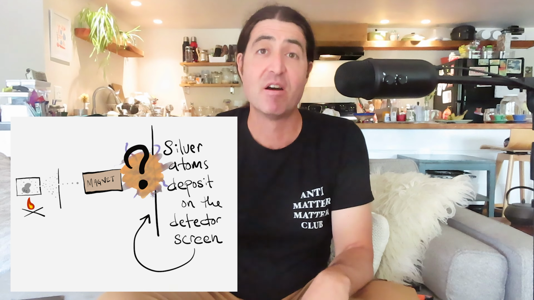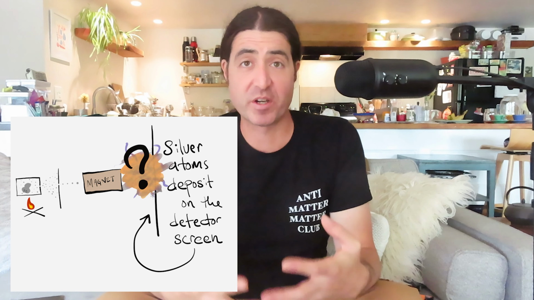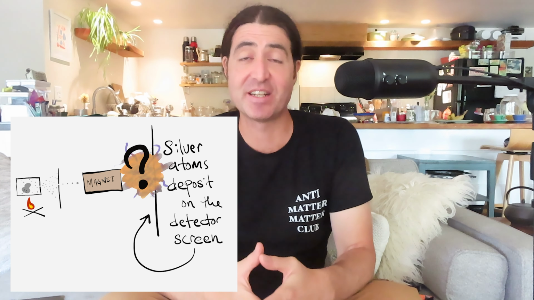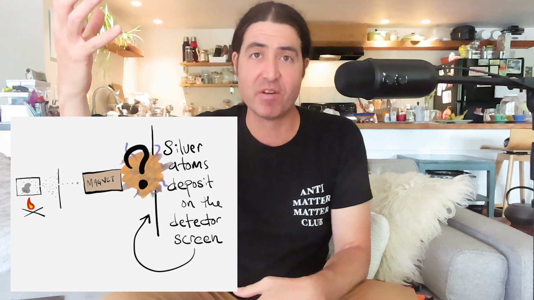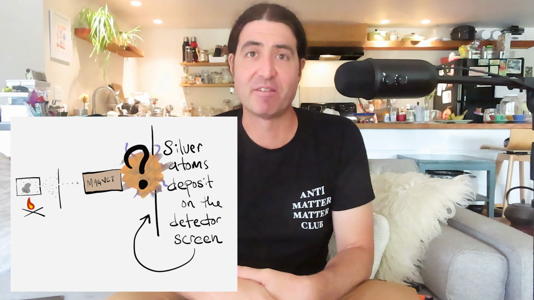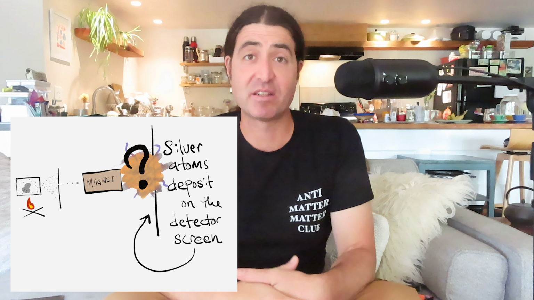Finally, let's talk about the detector screen. The detector screen is basically just some screen, some sheet, some wall onto which the silver atoms will eventually be deposited. So if quantum mechanics were correct, the deflected silver atom beam that split in two would lead to two distinct clumps of silver atoms, one above the magnet, one below the magnet, right? For up and down, respectively.